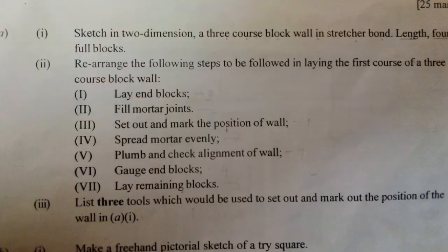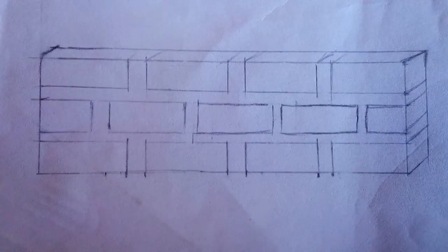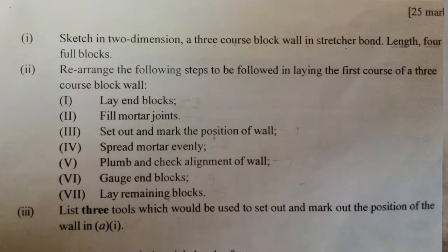3A. I. Sketch in 2 dimensions a 3-quarters block wall in stretcher bond, length 4 full blocks. This is the diagram we have over here. So then 4 full blocks over there in stretcher bond. Then you have 3 courses: 1, 2, and 3.